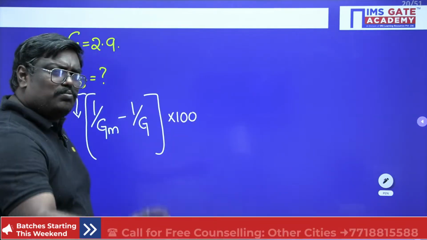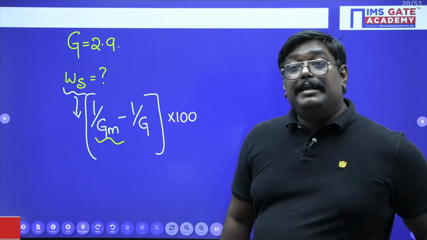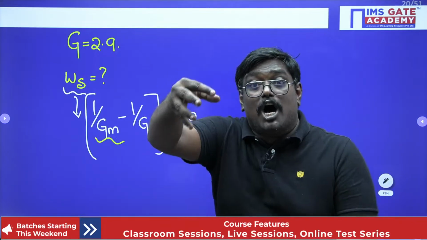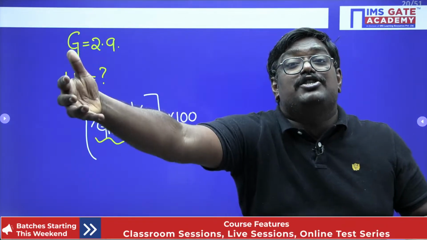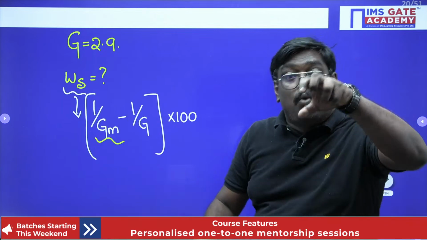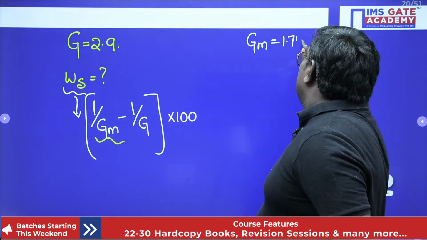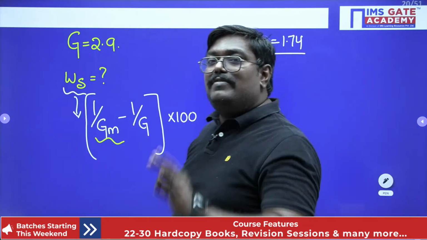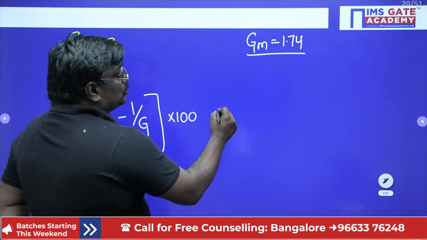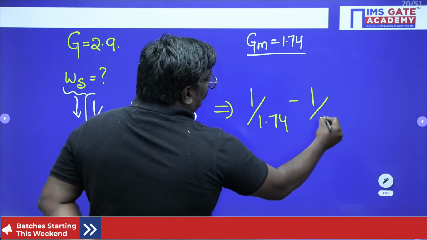See students, most of the students will take the mass specific gravity value as 1.88. That is absolutely wrong. Why? Because the saturated state was changed to dry state, because you kept it in an oven for drying. So the Gm value you have to consider now is 1.74. See students, this is the common mistake everyone will make. The present state of the soil is dry state. So I have taken Gm as 1.74. So we can write this value as 1 divided by 1.74 minus 1 upon 2.9.